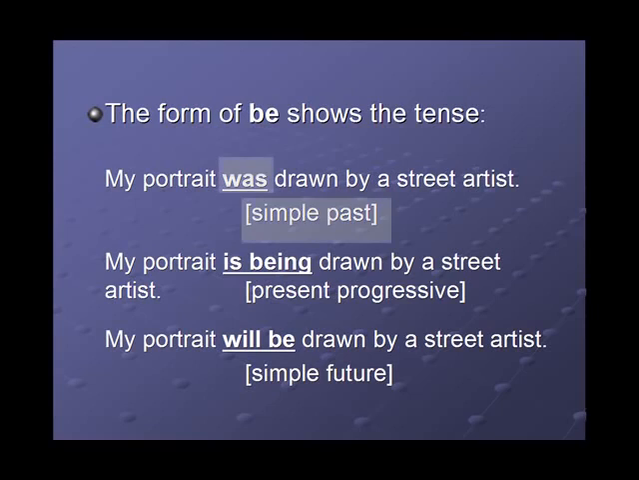First we have the simple past, was. Then we have the present progressive, is being. And then we have simple future, will be. The past participle remains the same.